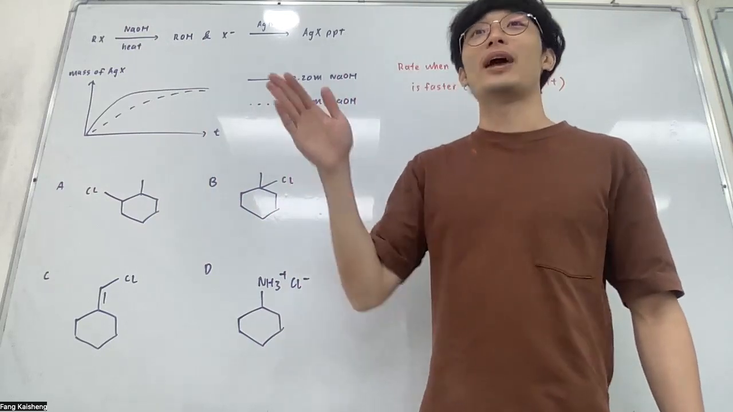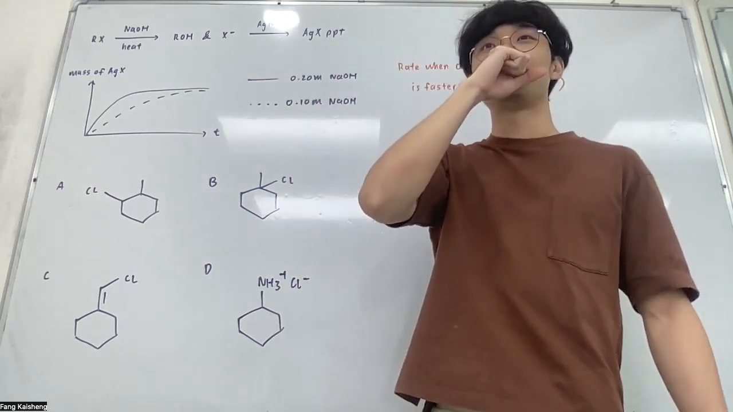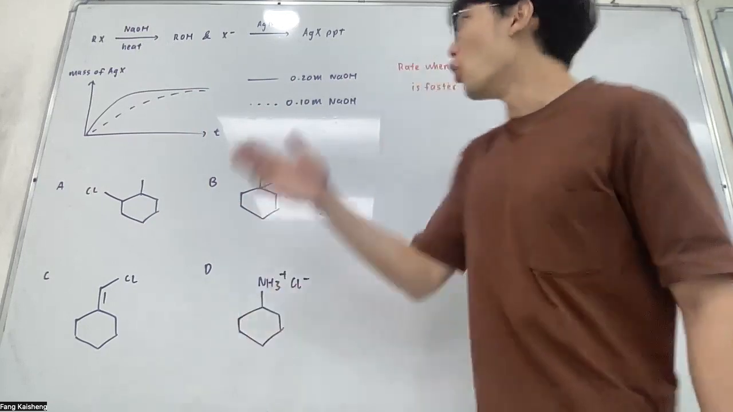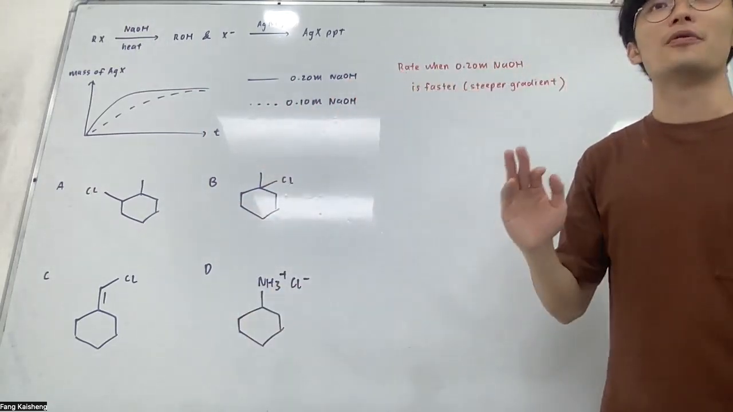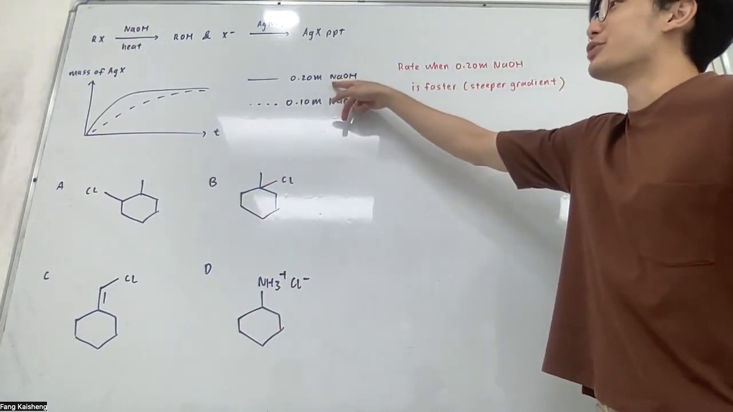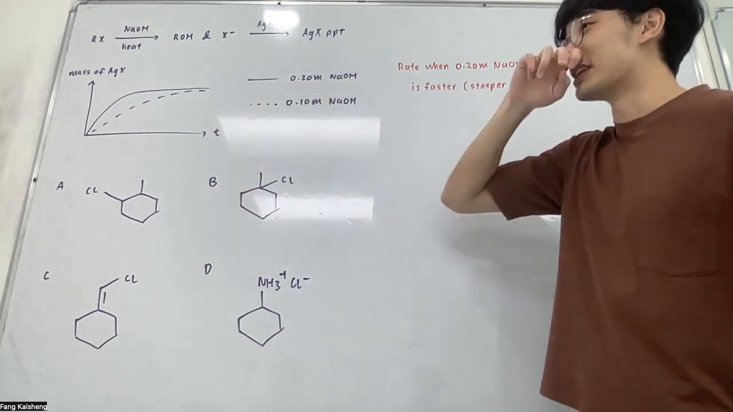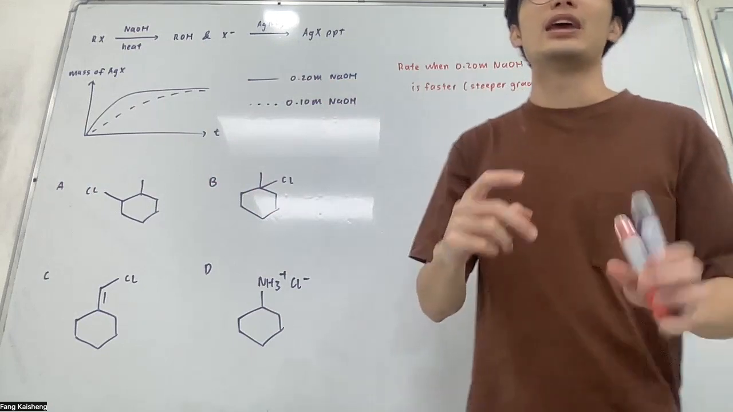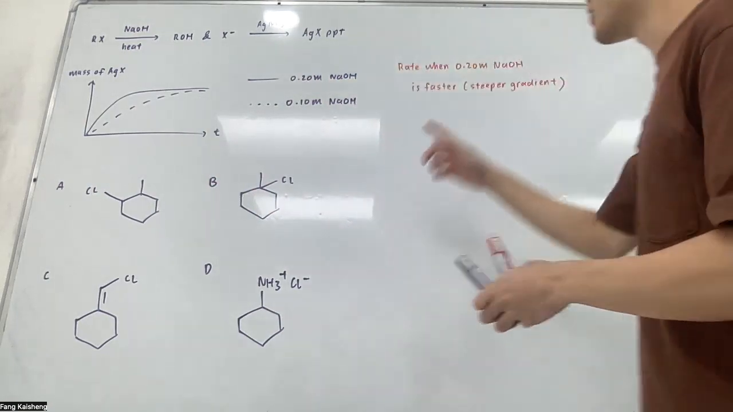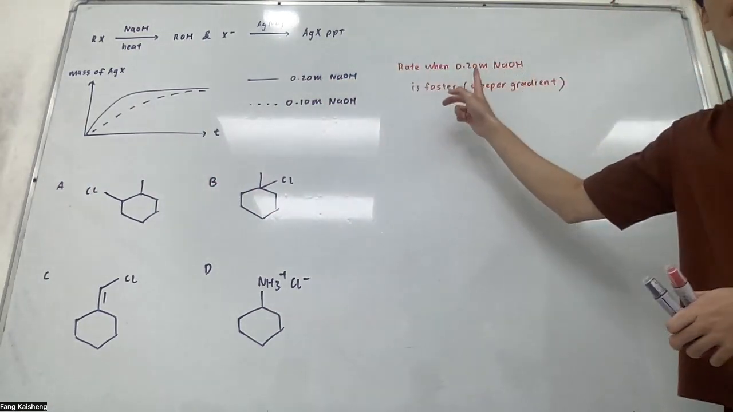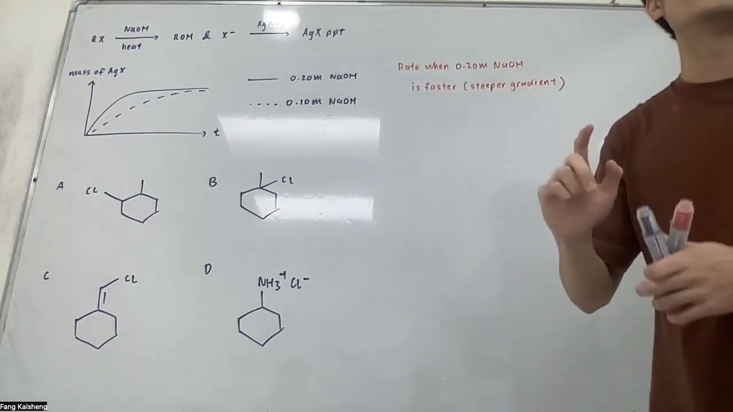Nucleophilic substitution. So NaOH is the what? OH minus is the nucleophile. If I use a higher concentration of nucleophile, it is faster. If I use a lower concentration, it is slower. Can you all see that the concentration of the nucleophile affects the rate?